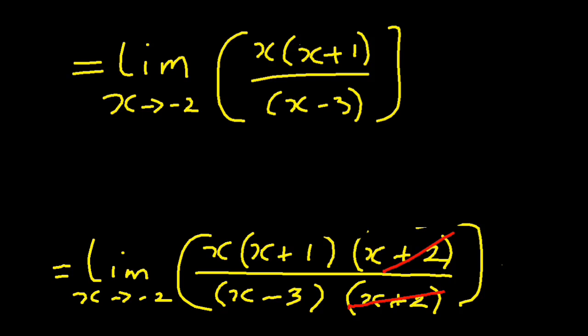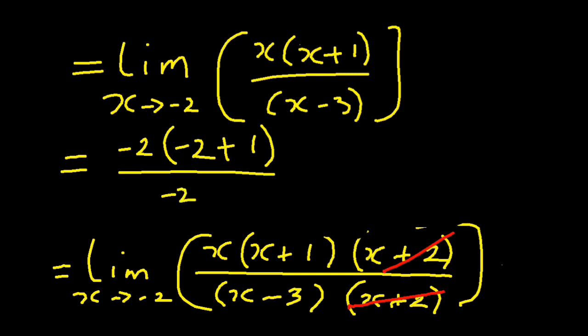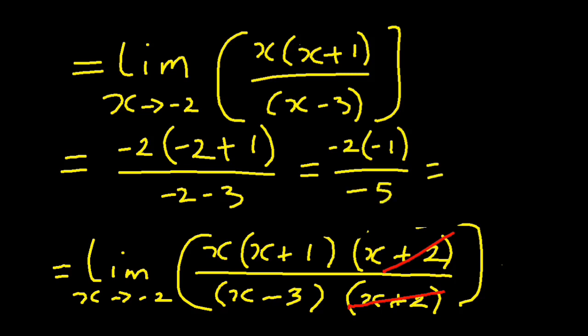We can substitute now for minus 2. So minus 2 into minus 2 plus 1 over minus 2 minus 3. So this is equal to minus 2 and the bracket will equal to minus 1 over minus 5. So this is equal to minus 2 over 5. The numerator minus 2 times minus 1 will be equal to 2 and the numerator have minus. That is why it's equal to minus 2 over 5.